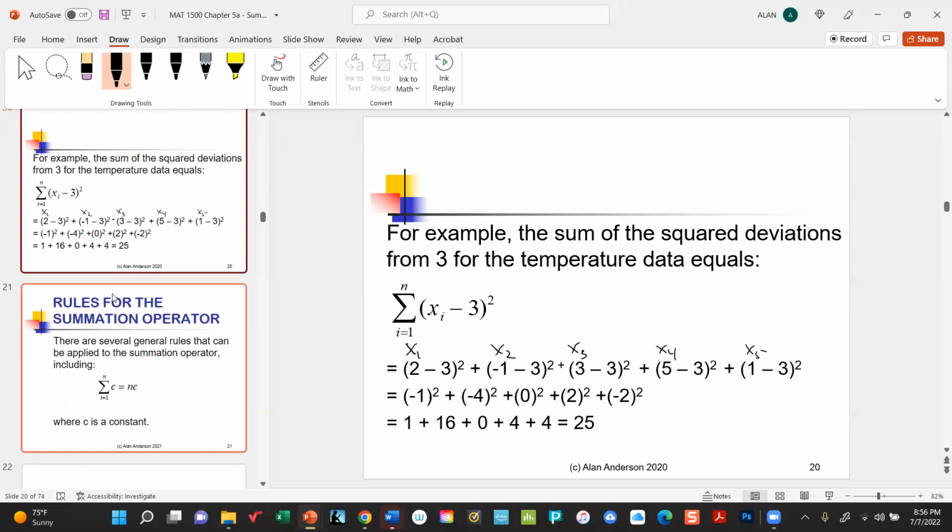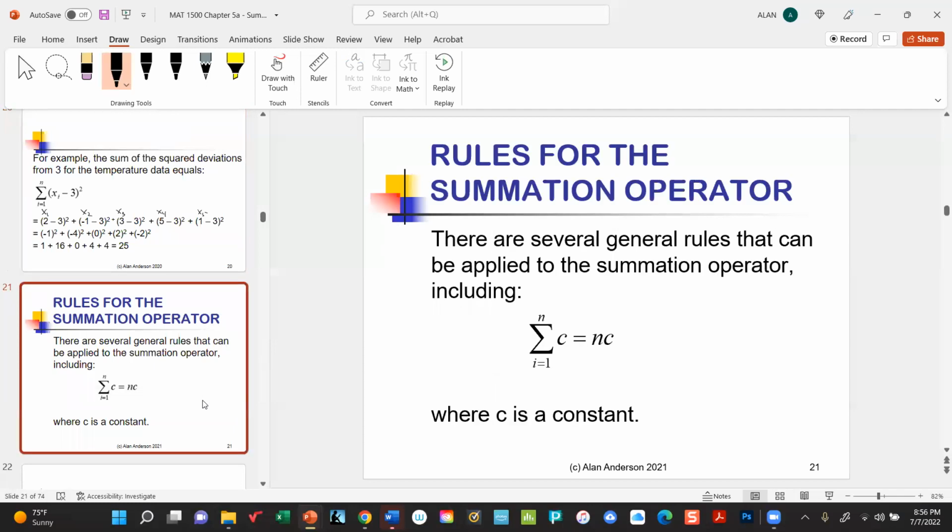Okay, well, let's look at some of the rules. I'll tell you what, let's look at a few of the basic rules before we stop. There's a few that we can go over. In the most general possible terms, what would happen if I wanted to apply this to a constant c? Well, that means I'm adding c n times, which means that my sum must be n times c.